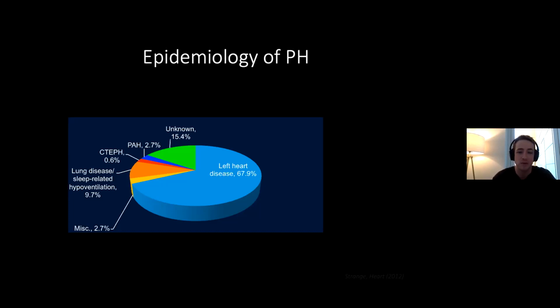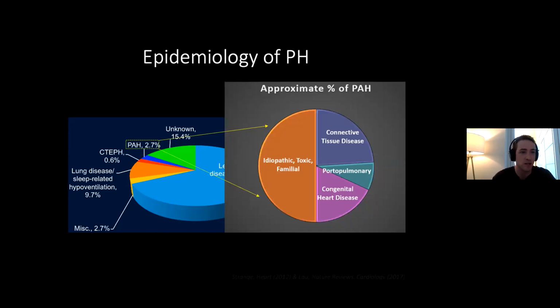When we do zoom in on our pulmonary arterial hypertension group, we see that idiopathic is the biggest contributor, so not helpful. And pulmonary vasodilators are really only going to be used in this pulmonary arterial hypertension group, and sometimes in group 4. So really 85% of the patients with pulmonary hypertension, we don't need to worry about these special PAH medications.